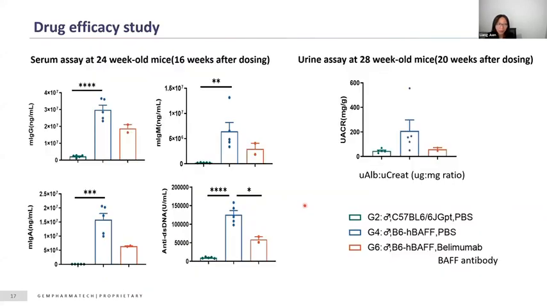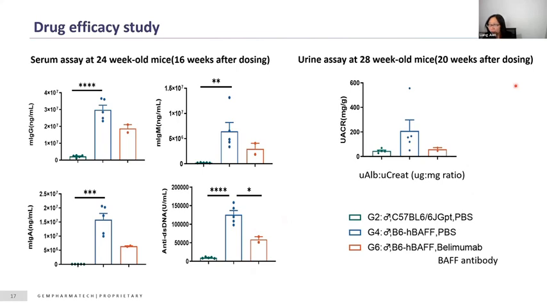Then we performed the drug efficacy study in this model. In this study, we treated the mice with the BAFF antibody, and after 6 weeks of dosing, we could still find increased levels of IgG, IgM, and IgA in serum. But treatment with the BAFF antibody could reduce these Ig levels in the serum. And the BAFF treatment also decreased the anti-double-stranded DNA level in the serum.